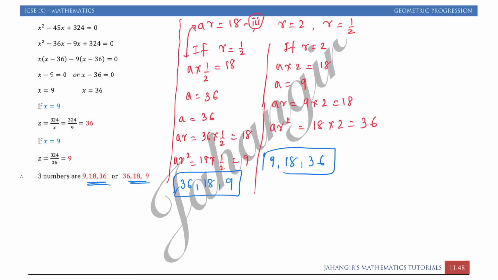This type of sum question is there in homework revision also. You can try this type of question from homework if you want.